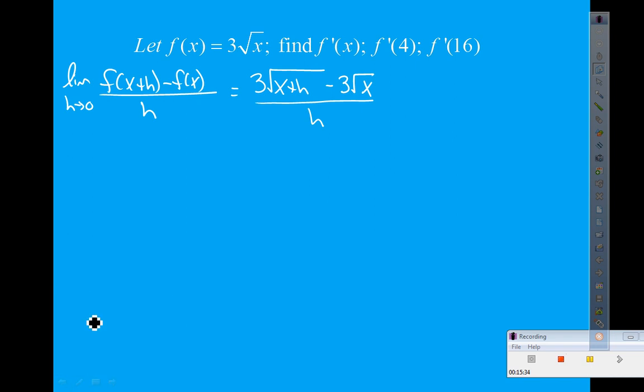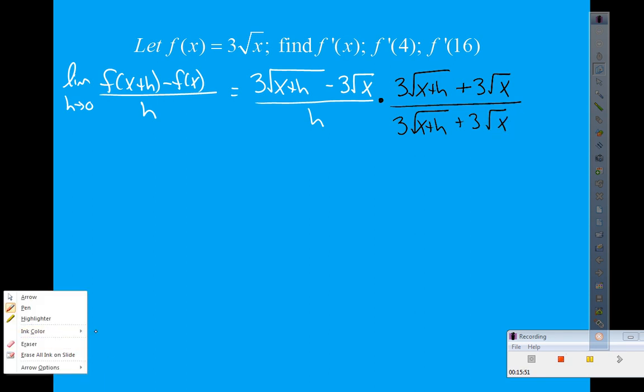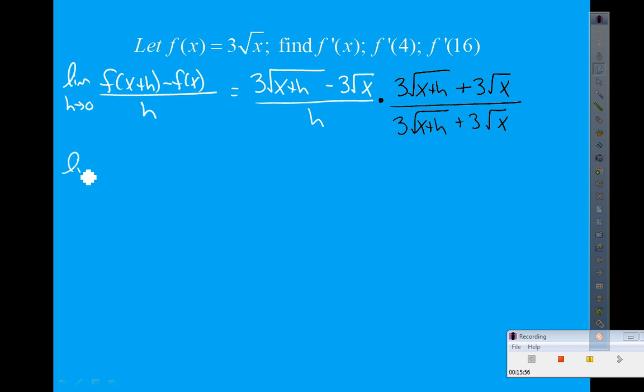When this radical shows up, I have to multiply by the conjugate. The conjugate of this is going to be 3 times radical x plus h plus 3 radical x over that same thing. So there's the conjugate. This thing gets ugly now, so hang with me with the algebra. This really becomes the limit as h approaches 0.